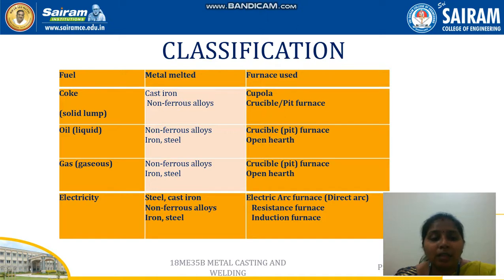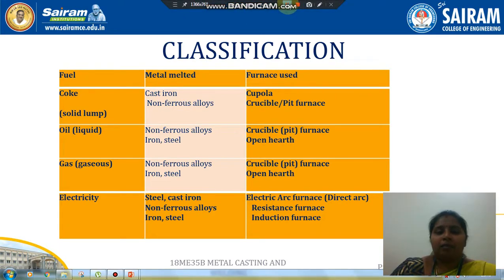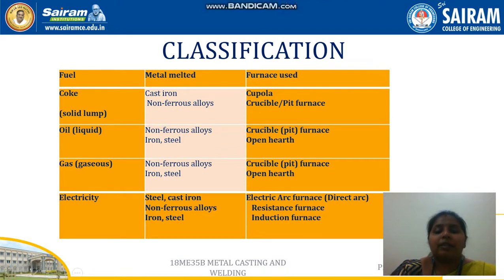And the next one is oil, that is liquid. So if you are using oil as a fuel, non-ferrous alloys, iron and steel can be melted. And the type of furnace that can be used is either a crucible pit furnace or an open hearth furnace. So this is about using oil as a fuel, which is in a liquid form.